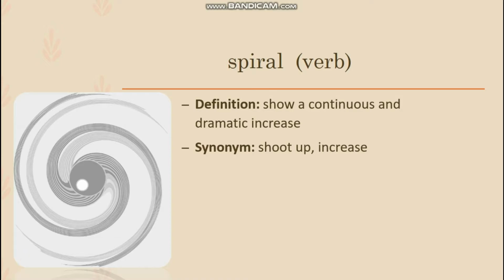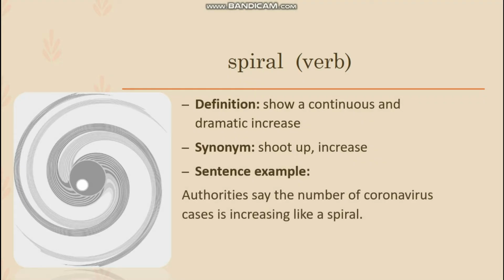Now, how about giving our own sentence example using spiral? Authorities say the number of coronavirus cases is increasing like a spiral. So you know the whole world is now concerned with coronavirus. We are all locked down. We cannot go anywhere now because of the virus. So it's really increasing like a spiral.